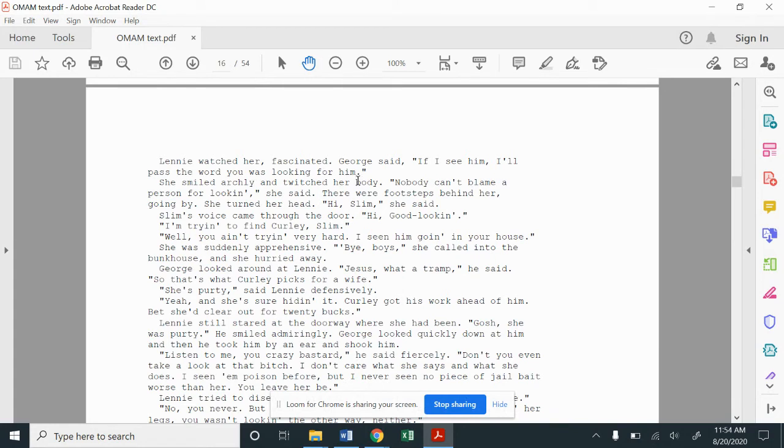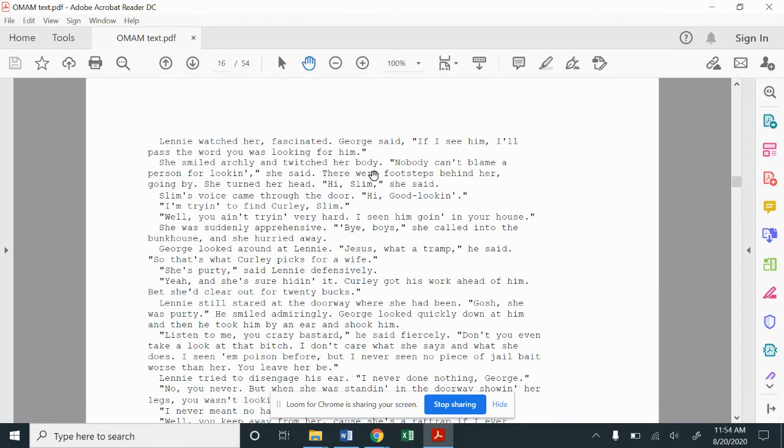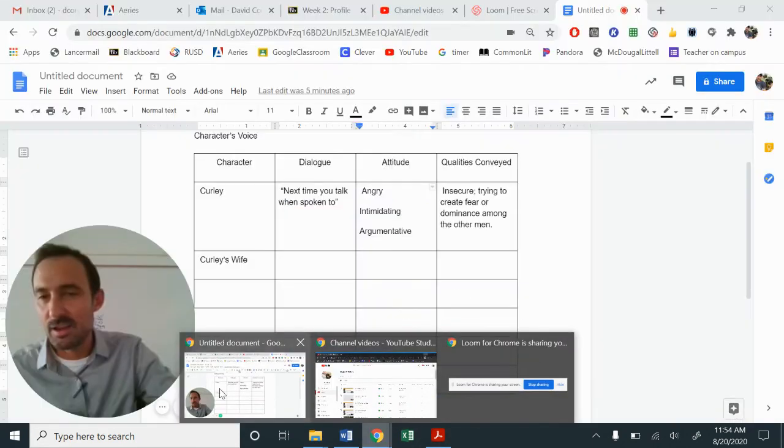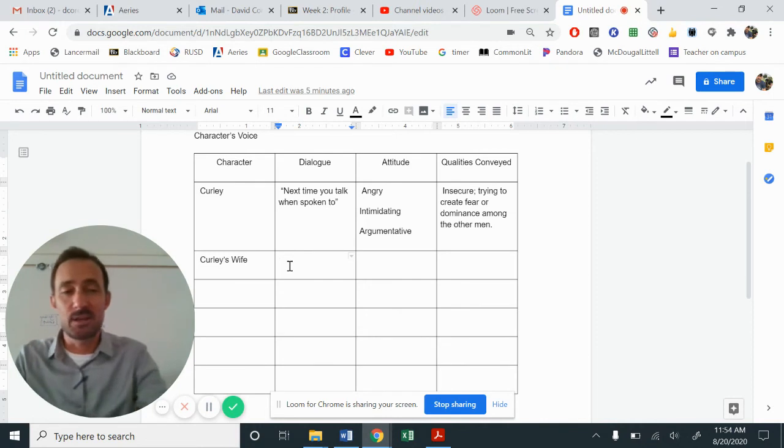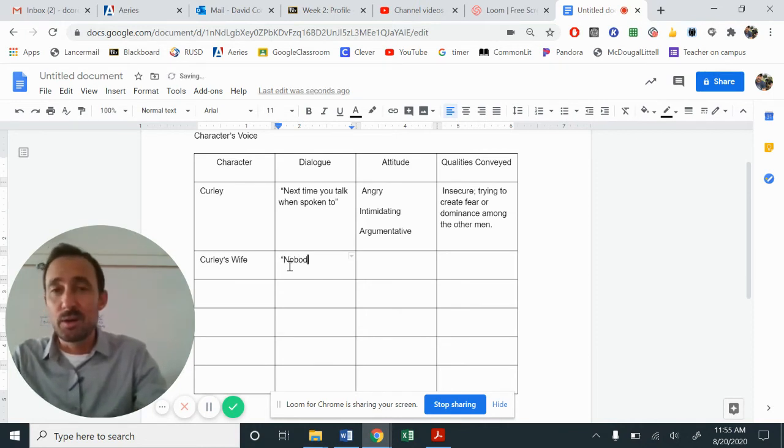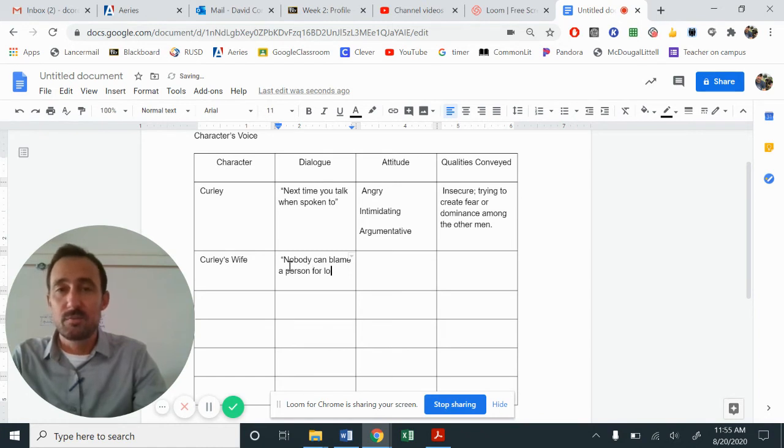Lennie is mesmerized, and so George tries to end the conversation. He says, "If I see him, I'll pass the word you was looking for him." She smiled archly and twitched her body. "Nobody can blame a person for looking." And then there were footsteps behind her and in walks Slim. I love that line. I think that's a great line. Let's mark that down right here. "Nobody can blame a person for looking."